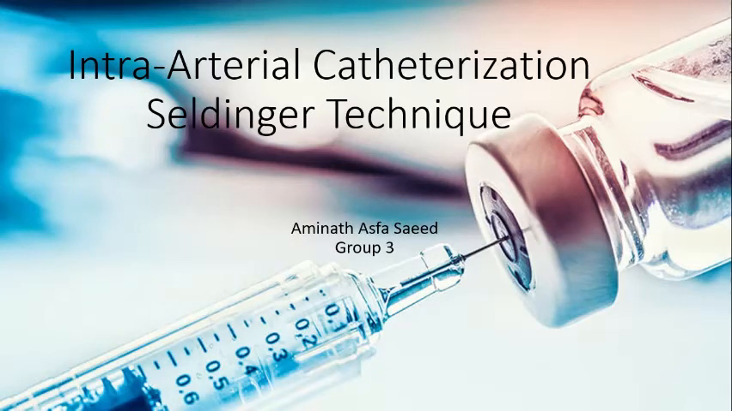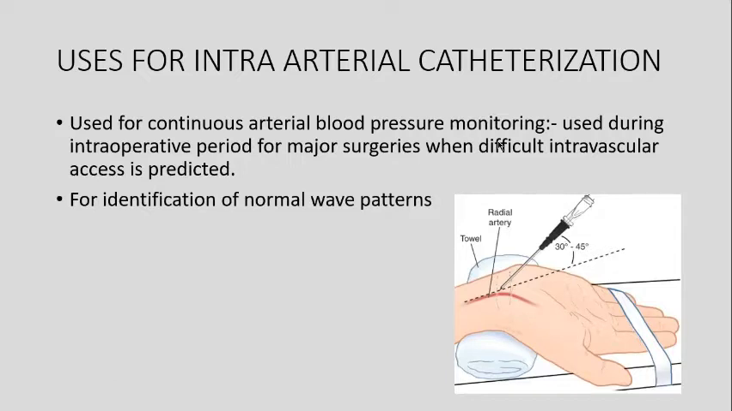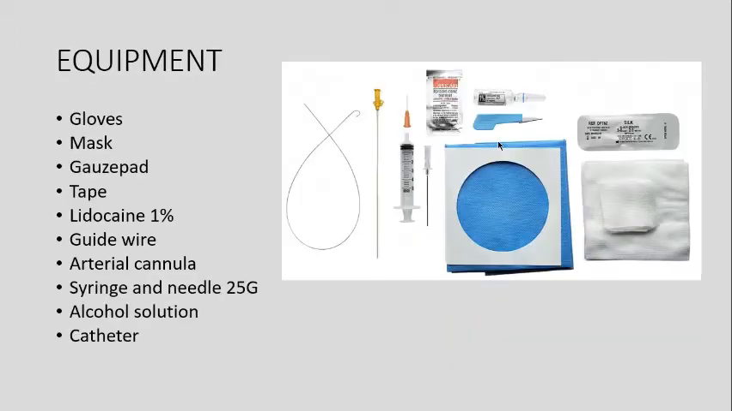First off, the uses of intra-arterial catheterization. It is used for continuous arterial blood pressure monitoring, and it is used during the intraoperative period for major surgeries when difficult intravascular access is predicted. It is also used for the identification of normal wave patterns. The following is the equipment required for the procedure.